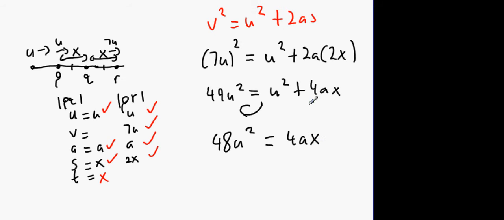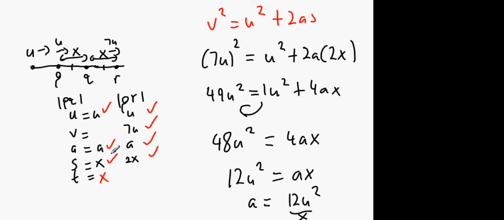But minus U squared is 49 minus 1U squared, which is 48U squared. Okay. And we're going to divide it by 4. So we're going to get 12U squared equals AX. Okay. And A therefore is equal to 12U squared over X.